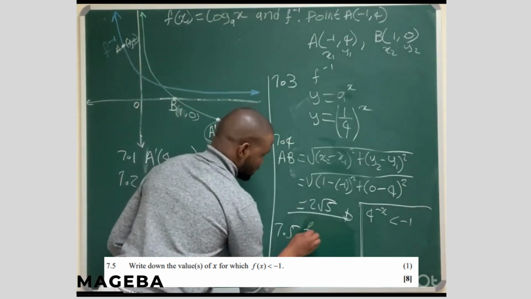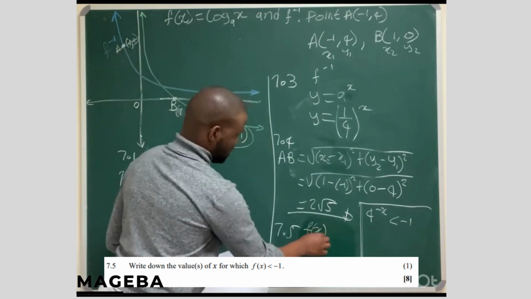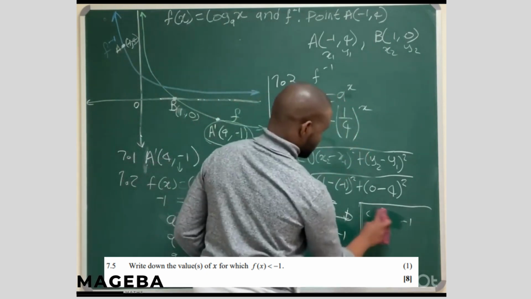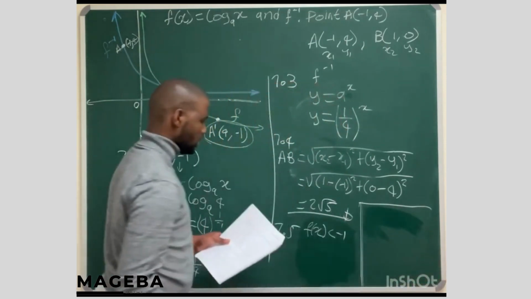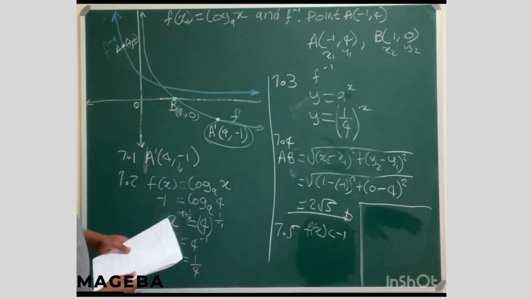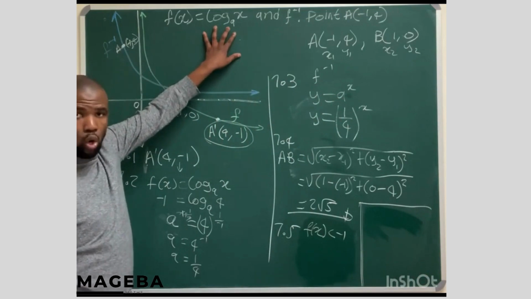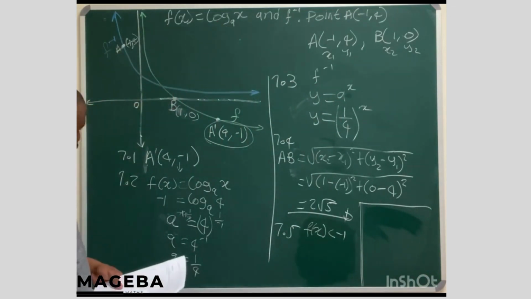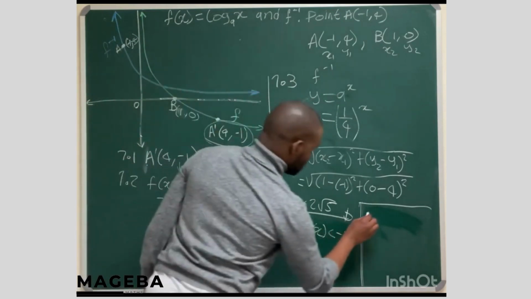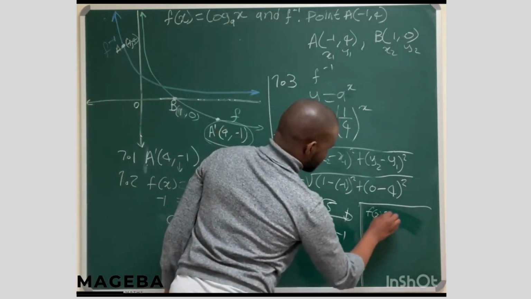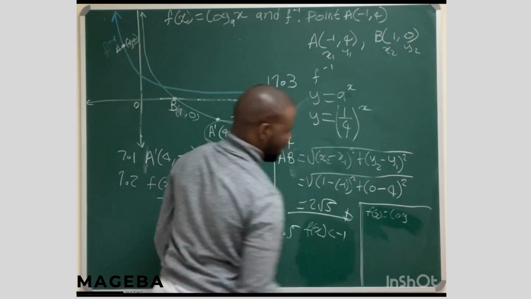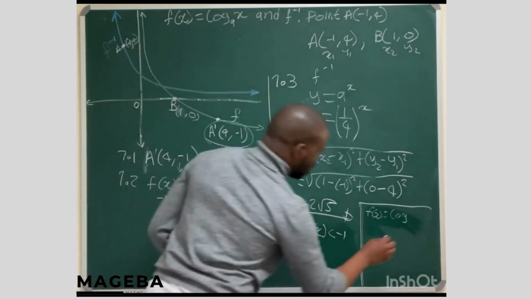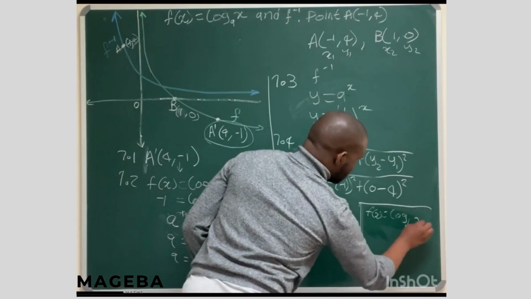Now going to 7.5, they are saying write down the values of x for which f(x) is less than -1. That's what they are telling me there. Now what is my f(x)? Remember, my f(x) is the one that has log. So the one that has logs here, my equation is going to be, remember, f(x) equals log, I do have a, my a, it's what? It's 1 over 4. So this is log base 1 over 4 of x.